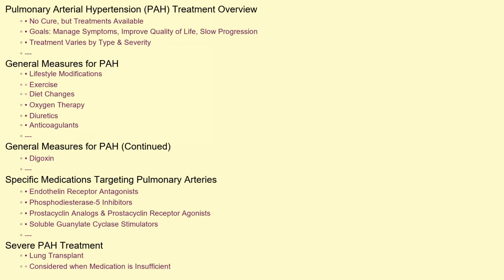Unfortunately, there's no cure for PAH, but treatments are available to manage symptoms, improve quality of life, and slow disease progression. Treatment strategies vary depending on the type and severity of PAH. General measures include lifestyle modifications, such as exercise and diet changes, oxygen therapy to improve blood oxygen levels, diuretics to reduce fluid buildup, anticoagulants to prevent blood clots, and digoxin to help the heart beat stronger. Specific medications that target the pulmonary arteries include endothelin receptor antagonists, phosphodiesterase 5 inhibitors, prostacyclin analogs and prostacyclin receptor agonists, and soluble guanylate cyclase stimulators. In severe cases, when medication is not enough, a lung transplant may be considered.